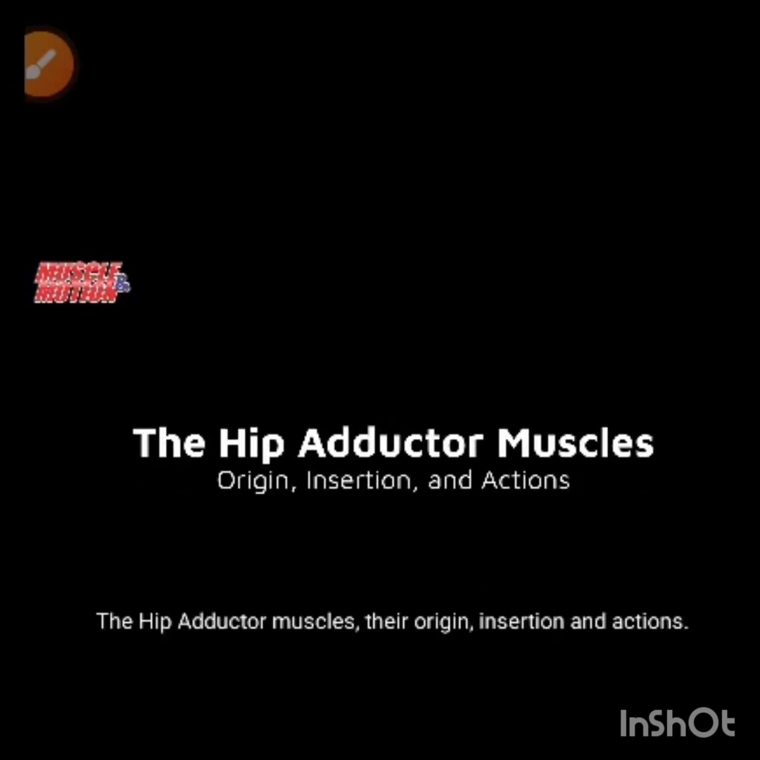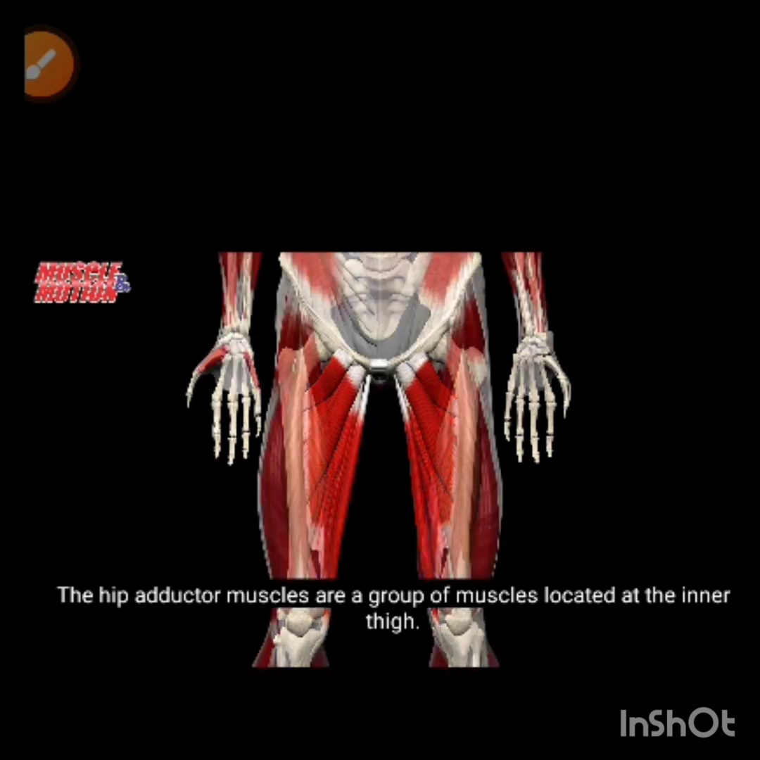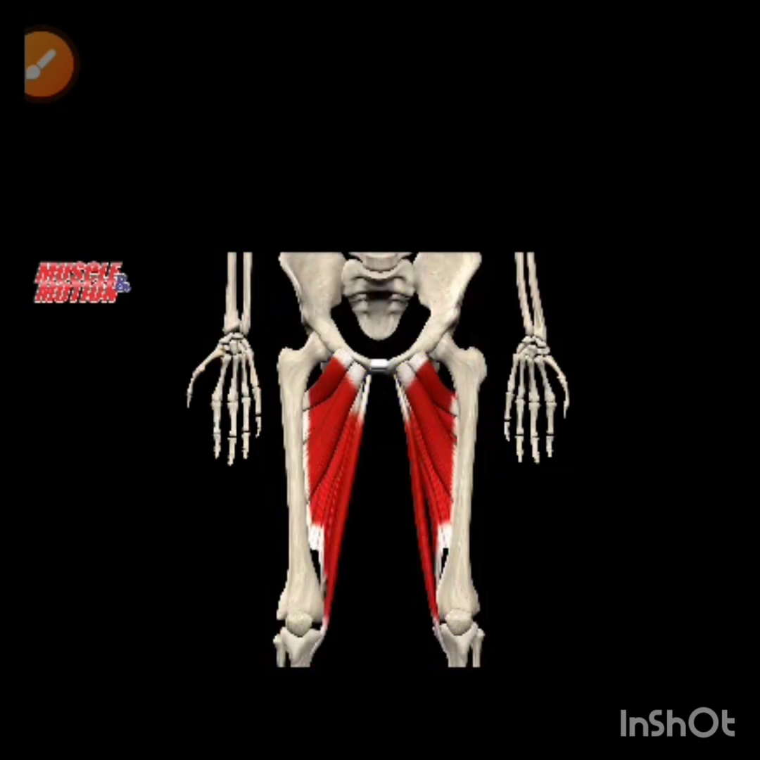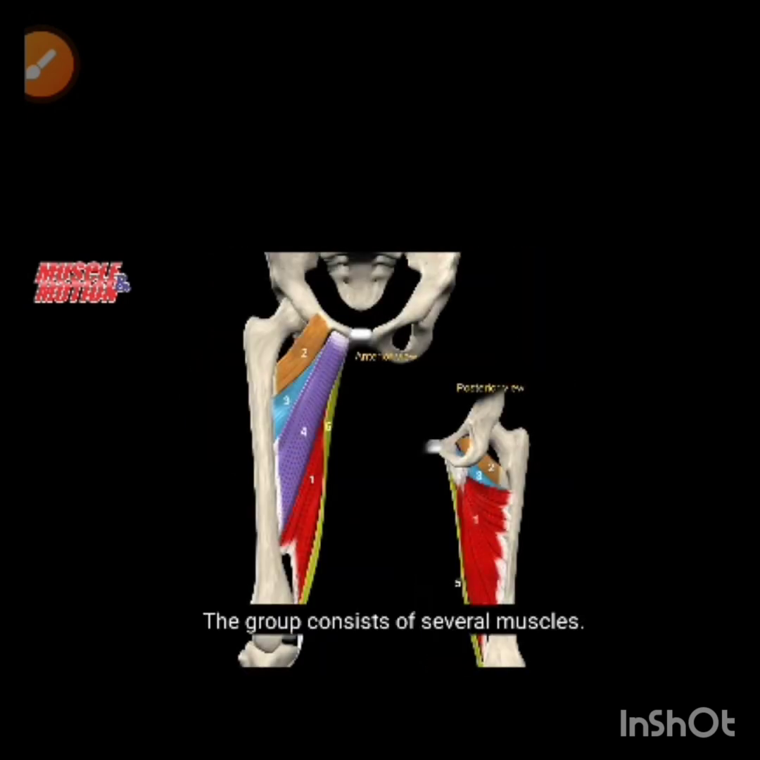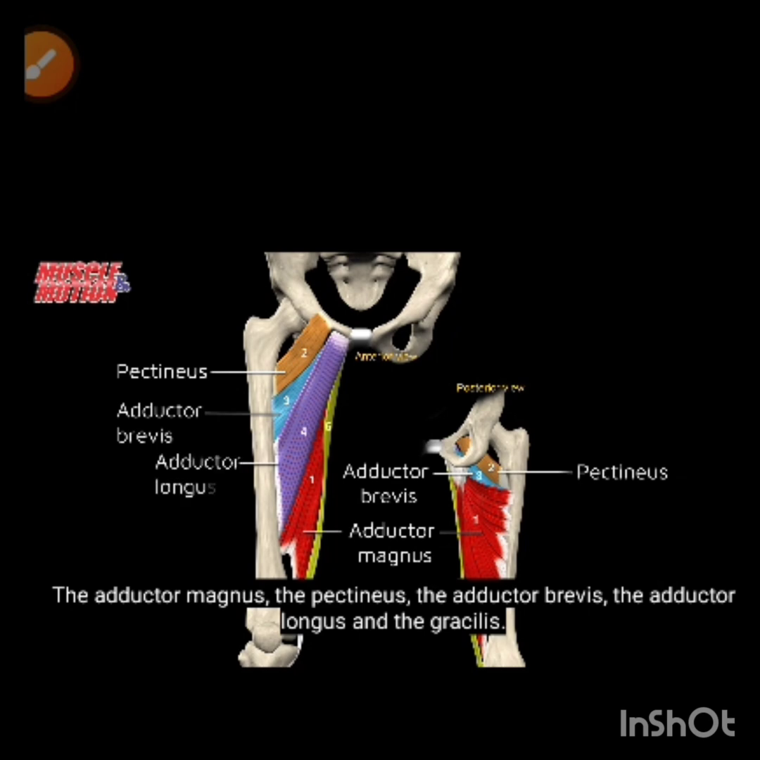The hip adductor muscles, their origin, insertion, and actions. The hip adductor muscles are a group of muscles located at the inner thigh. The group consists of several muscles: the adductor magnus, the pectineus, the adductor brevis, the adductor longus, and the gracilis.